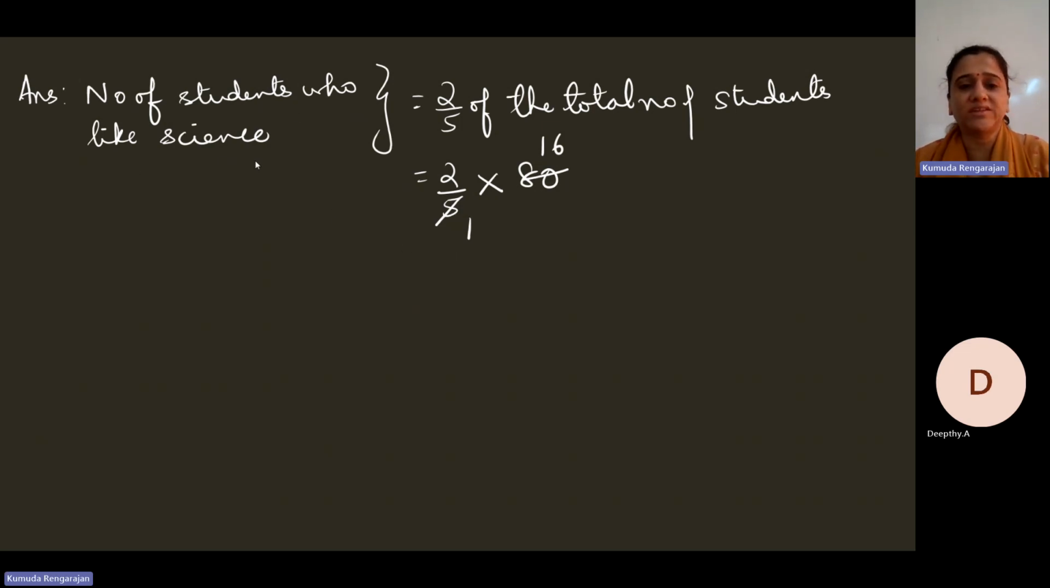Number of students who like science is given as 2/5 of the total number of students. 2/5 is 2 by 5, and "of" stands for multiplication. Total number of students is 80. So simplify: 5 ones are 5, 16 times 80. Now 16 into 2 is 32.